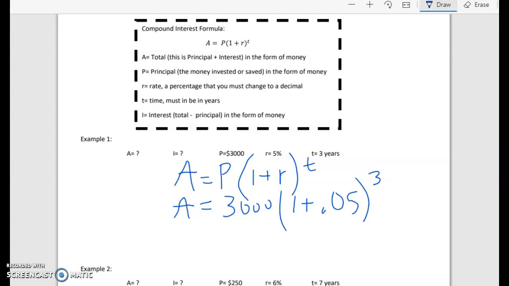All right, so I'm going to start with my parentheses first. So 1 plus 0.05 is just 1.05, and it is really hard for me to do decimals. So sorry if they look all kinds of funky.